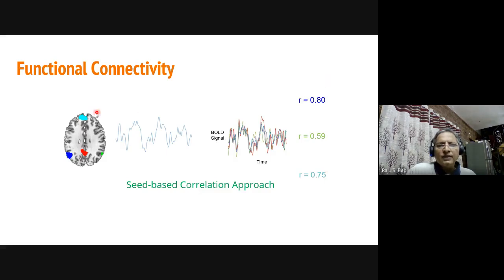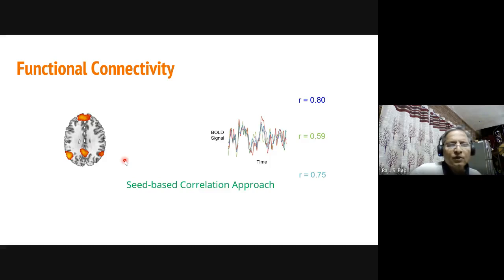And like this, you can go through different regions of interest and different seeds, and you can populate the whole functional connectivity of the brain. You can give some sort of color coding, and you get a resting state functional connectivity map, where yellow refers to very high correlation, red is medium, and so on.